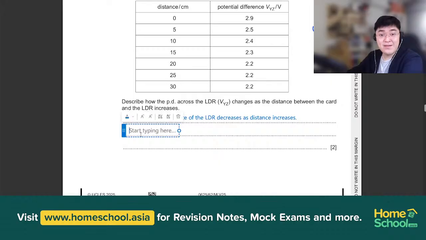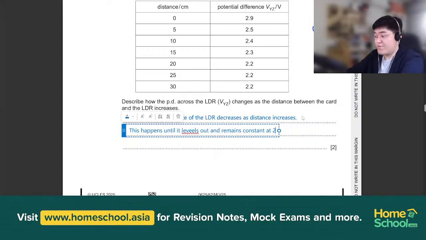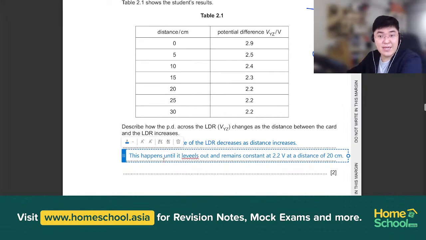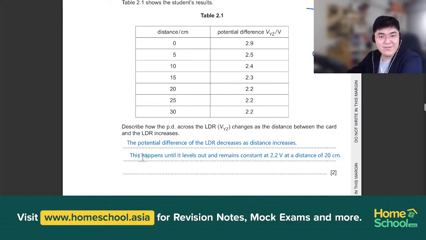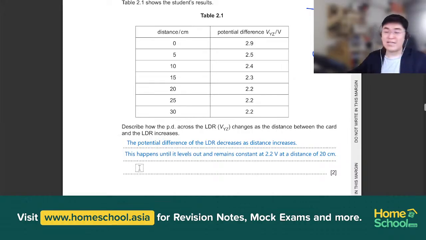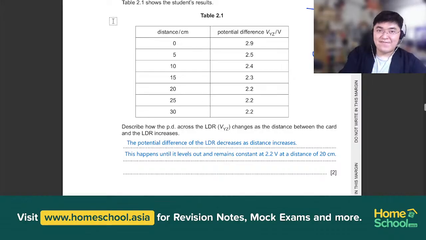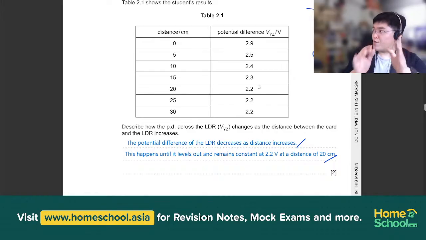And the second one: this happens until it levels out and remains constant at 2.2 volts at a distance of 20 centimeters. So there we go. This is a 2-mark question. Writing these 2 points will get you your full 2 marks. The first mark is definitely the first point, the second mark is definitely this point. As I said before, the number actually stops getting smaller after 20 centimeters. So this is the minimum potential difference across the LDR.